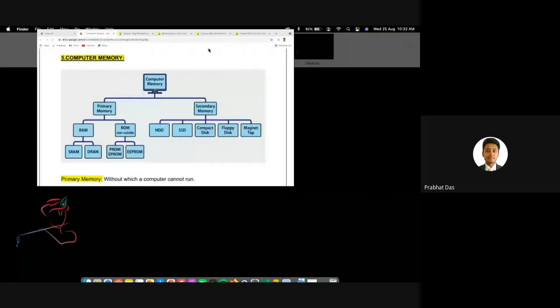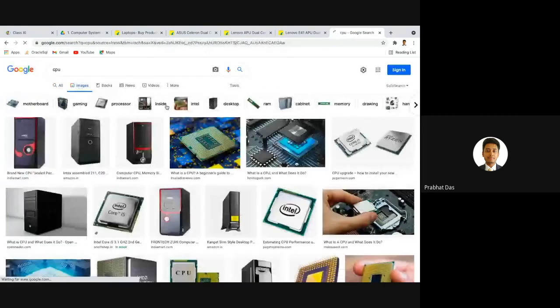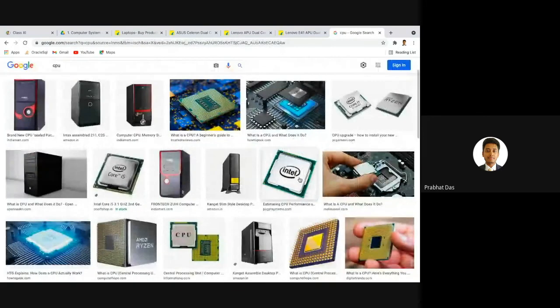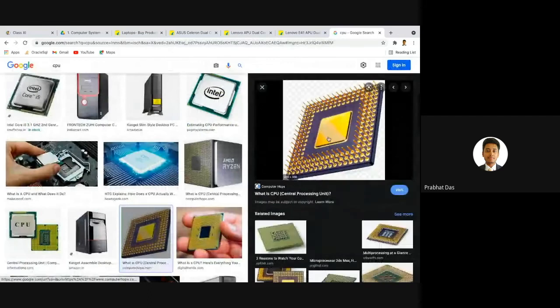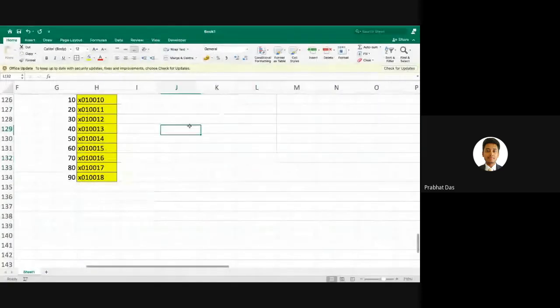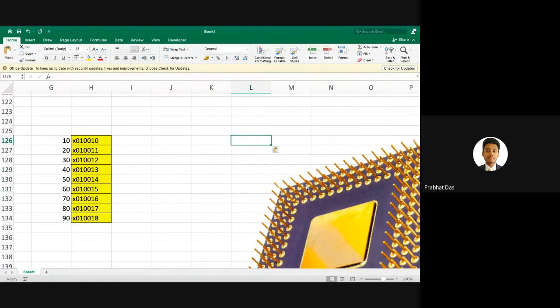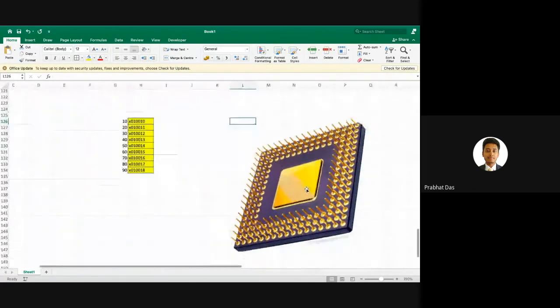Let's see if we can directly copy a processor. Yeah, this is a very good image of a processor. Let's copy this image and paste it over here. Great. We have this processor.